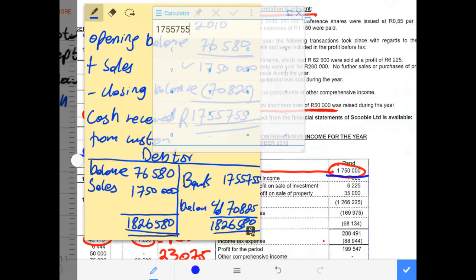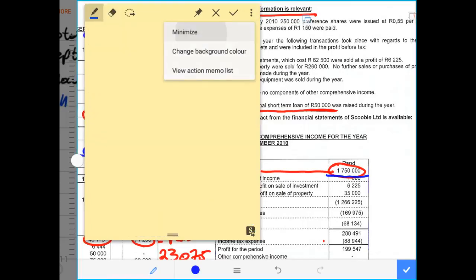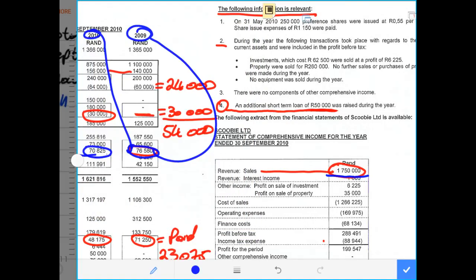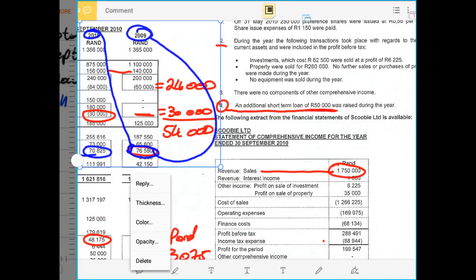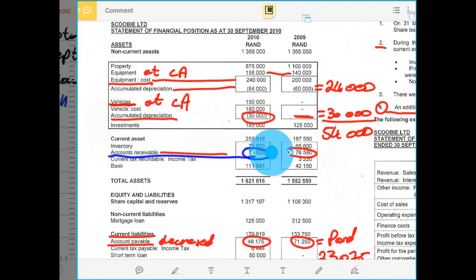Therefore, this is how you can do it from a ledger account. Debit side 76,580, then after the opening balance you record sales 1,750,000, and on the credit side will be the closing balance of 70,825, and the difference will give you the same amount of 1,755,755. It's very important to know how to do these calculations, both from a ledger account perspective and general calculations, because you might sometimes be required to do a ledger account. Please take note of that.